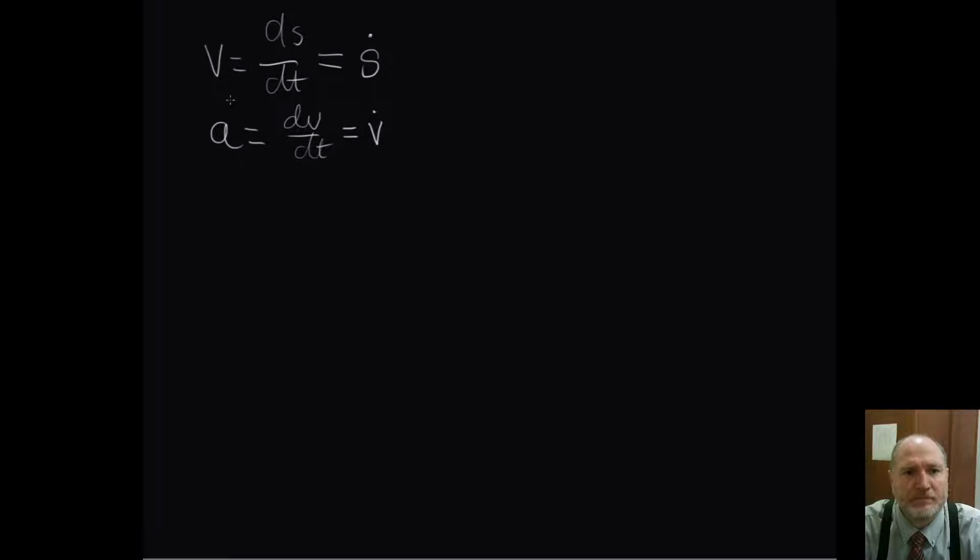But v is also s with a little dot, so literally all we do to indicate that it's the second derivative is just put two dots. So one dot.